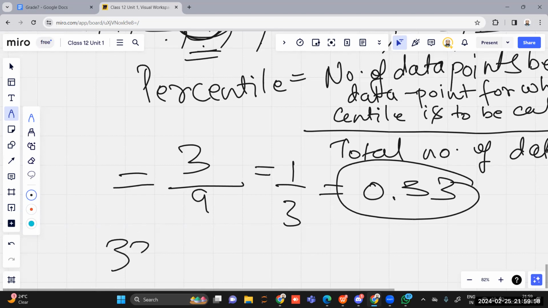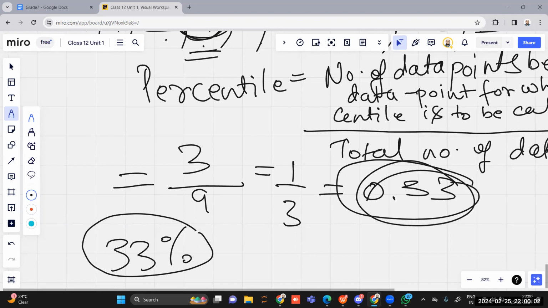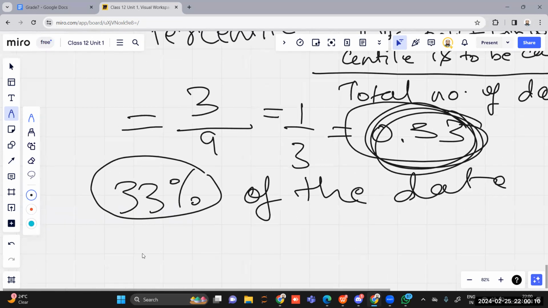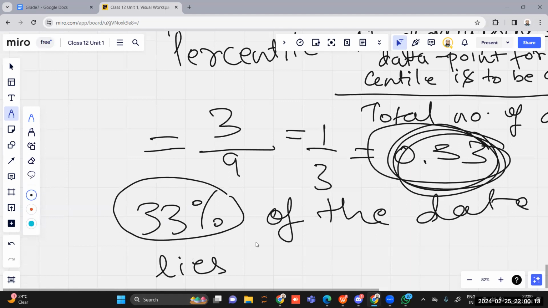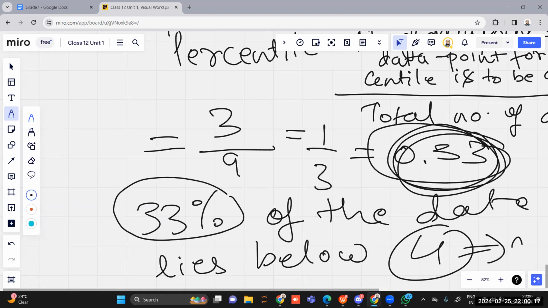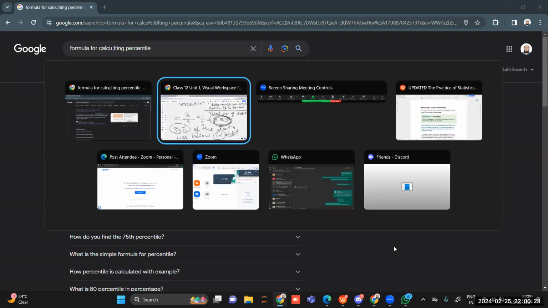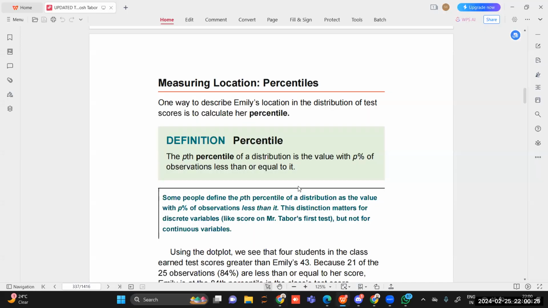That 33% of the data lies below 4, below data point 4. This is percentile. Understood percentile with a simpler example? Am I able to deliver the main thing that I want to tell you?